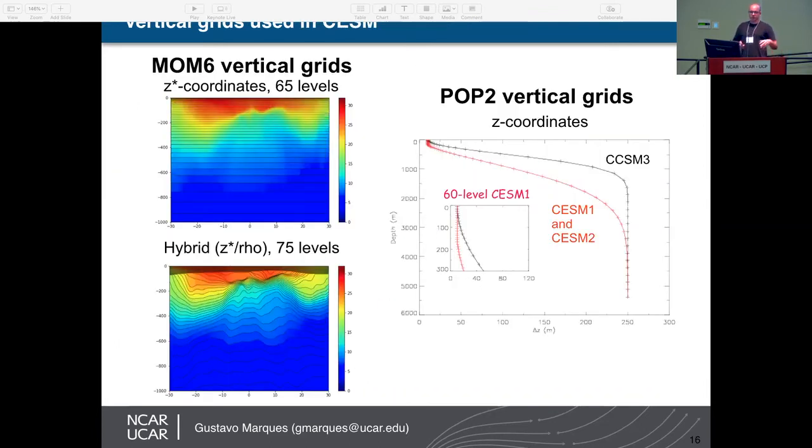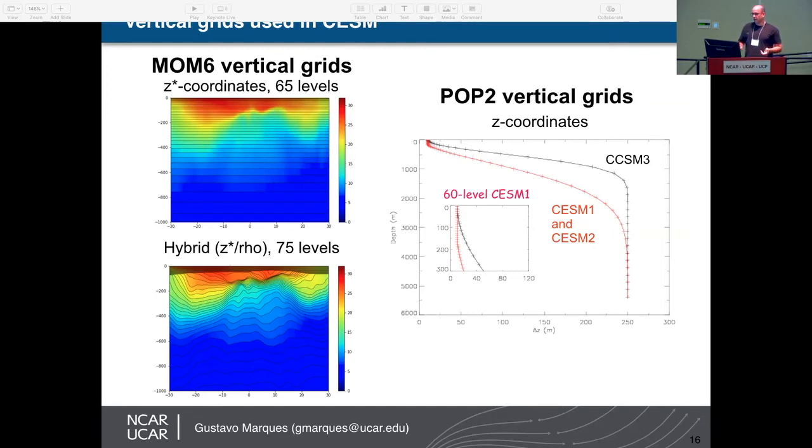Now, focusing on the grids that we are using. On the left are the MOM6 vertical grids. The top is a Z coordinate. I put Z star, which is a class of the Z coordinate, the same kind of idea. We have 65 levels. This is just a section of temperature, and the lines represent the vertical grid. Then the bottom is a hybrid coordinate, which is Z star near the surface. You can see near the surface it has a lot of resolution, and then below a certain depth or a certain density class, we start to transition to a density coordinate.